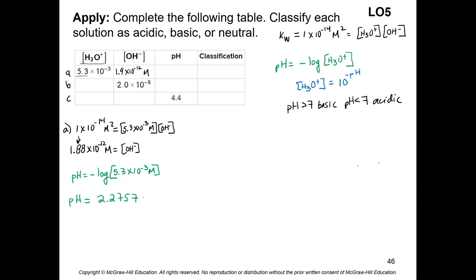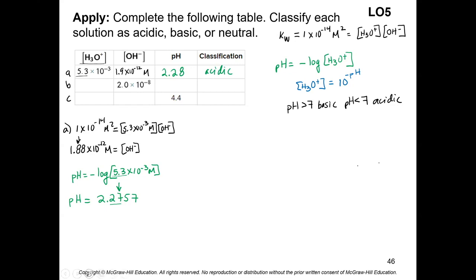Now, how many significant figures can I have? All right, well, I have to look at the total number of significant figures in my concentration measurement, which is 2, the 5 and the 3. So that means I must have 2 digits to the right of my decimal. So that means the 7 is the last digit I need to have for having proper significant digits. So that means I'm going to look at the neighbor. The neighbor is a 5, so I need to round that 7 up to an 8. So this means my pH is 2.28. Well, if my pH is 2.28, that means it is less than 7, so it's going to be acidic. Okay? And that's how you solve that kind of problem.